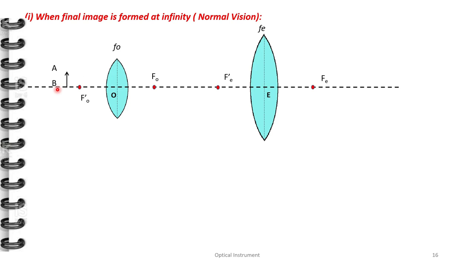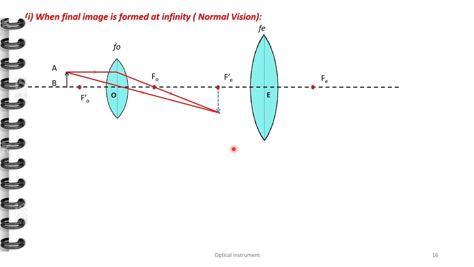AB is an object which is kept very close to the focus of an objective lens. First, we will trace the image of an object AB formed by the objective lens. For that, we'll take first ray parallel to the principal axis, which after refraction passes through the focus of an objective lens, another ray passing through the optical center, and both the refracted rays meet at a point which lies exactly beneath the focus of an eyepiece.